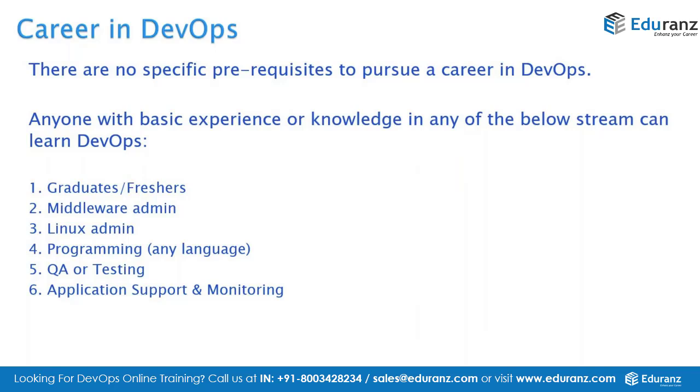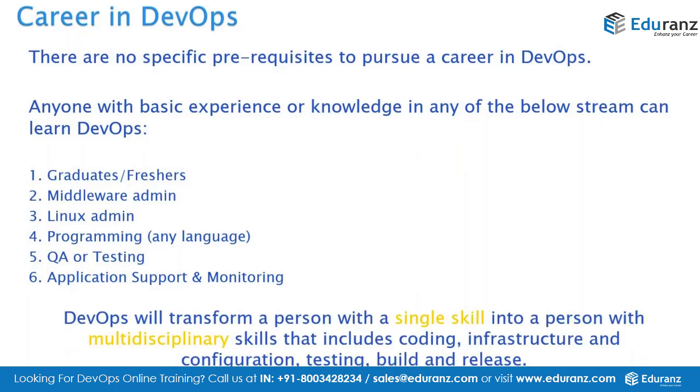Now, how is DevOps going to affect a person who is already working? DevOps will transform a person with a single skill into a person with multidisciplinary skills. What does it mean? Let's take an example that you are an Oracle DBA. As an Oracle DBA, your responsibilities are confined to the database. You install the database, configure it, apply all the best practices, set up high availability, and do regular maintenance.